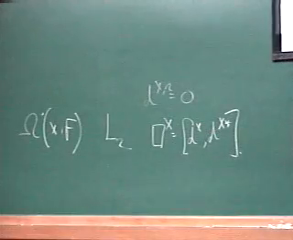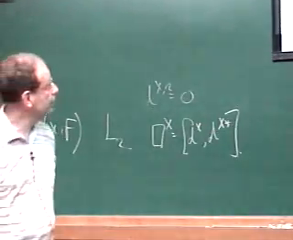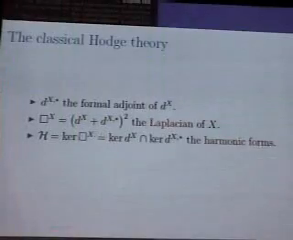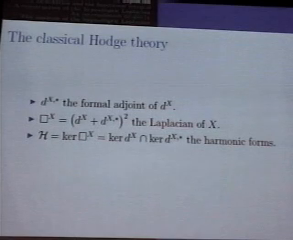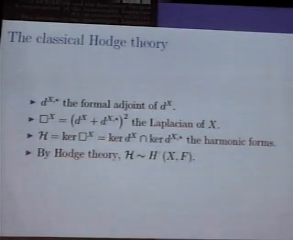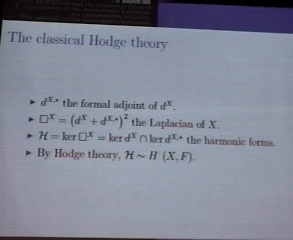And the basic result of Hodge theory tells you that the kernel of this Laplacian, these are called the harmonic forms, you can identify it with the cohomology of the vector bundle F. So in other words, the forms in the kernel of the Laplacian are closed and co-closed, and any cohomology class is represented uniquely by an element of the harmonic forms.